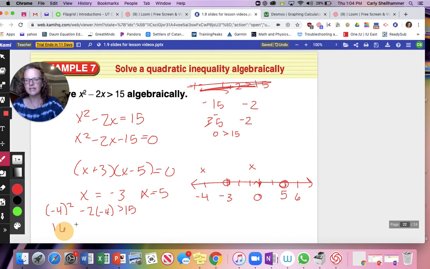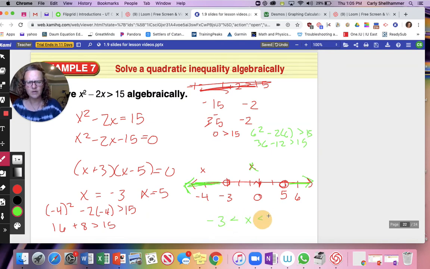Negative 4 squared is 16 plus 8. Is that greater than 15? Yes. So we want negative 4 and everything smaller to be included in the answer. I tested 0, it didn't work, so I know if I test a 6, it's going to work. 6 squared minus 2 times 6, that's 36 minus 12, that is greater than 15. So that's our answer on the number line, and to write it, I would say negative 3 is smaller than x, smaller than 5. Nope.